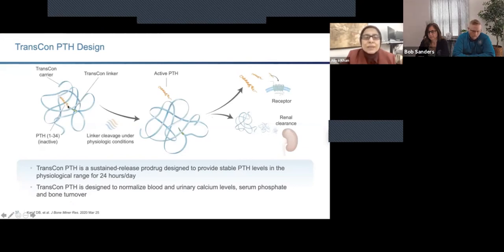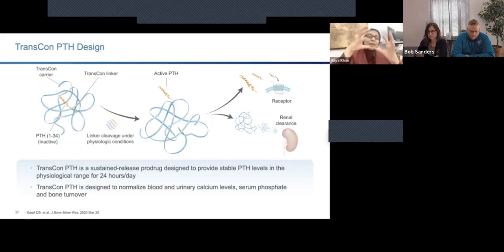There it is. It's depicted by this little orange squiggly line, and it's linked to a polyethylene glycol molecule that surrounds the PTH, and then it's injected. So it's injected, and when it goes into our skin, underneath the skin, when it's exposed to physiologic pH and temperature, the linker cleaves and it releases the PTH, which can then go and bind to its receptor, and the linker and the polyethylene glycol is just cleared through the kidney.